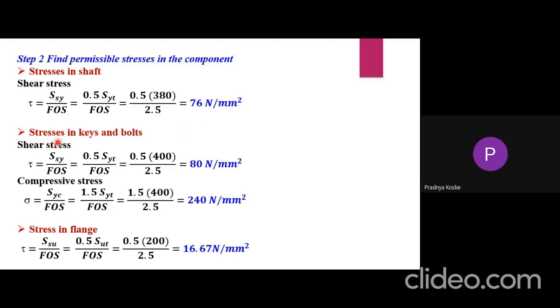Now we'll see permissible stresses in keys and bolts. In keys and bolts, shear stress and compressive stress are developed. So tau, the shear stress in the key and bolt, is equal to shear strength under tension, that is SSY, divided by factor of safety, which is 0.5 SYT divided by factor of safety. Yield strength for the key and bolt material is 400, factor of safety again 2.5. Put those values over here.